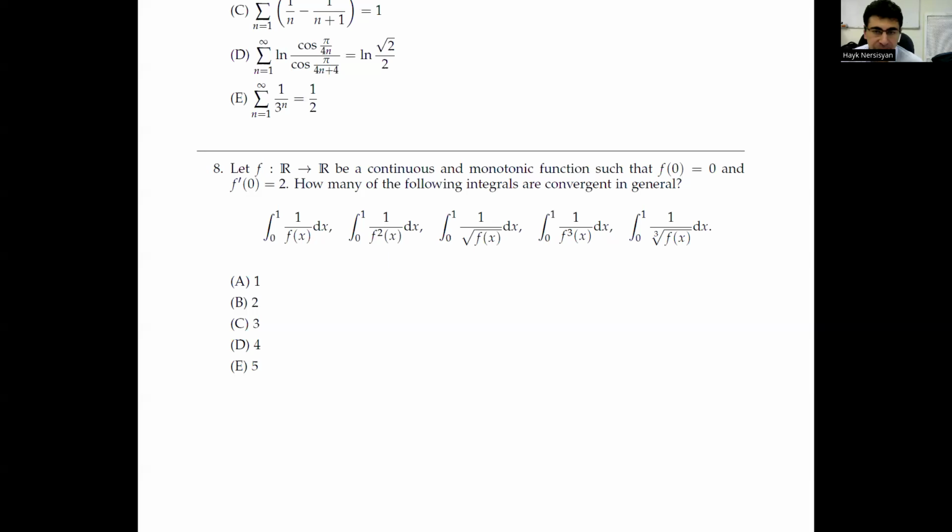Okay. What can we say about 1 over f? Is it convergent in general for any f that is monotonic, 0 at 0, and has this derivative? Okay, guys, first question. Monotonic increasing or monotonic decreasing? What do you think?